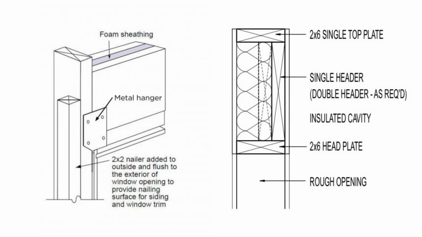Use 2x2 nailers instead of extra kings. When trim or siding requires nailing support, attach 2x2 nailers to king studs. This avoids adding a full extra king stud when OSB or plywood sheathing already provides a nailing surface.